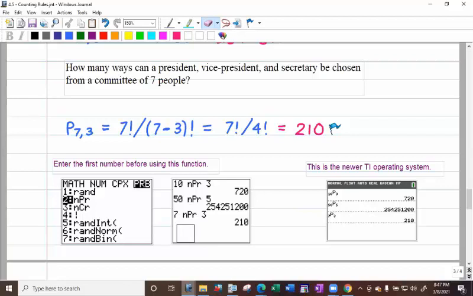I've seen problems like this where it was president, vice president, secretary, and treasurer. So it'd be 4 people. So if you see one like this, just don't automatically lock in 3 in your brain without reading it completely to see if there's a 4th position there. I've had people make that mistake before.